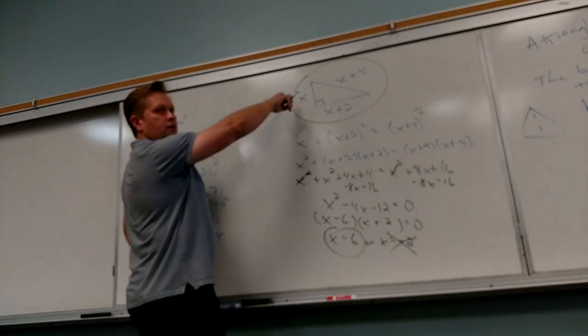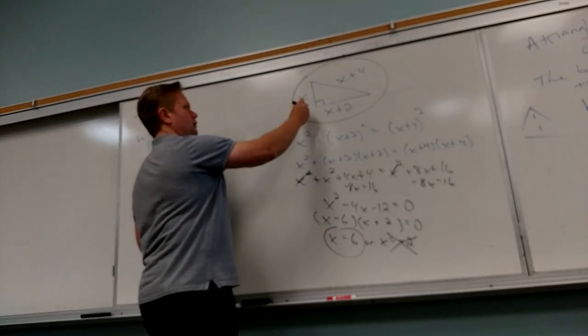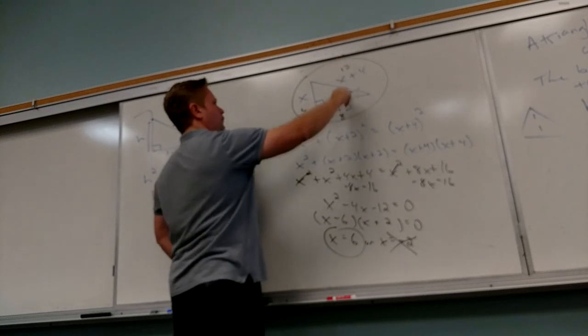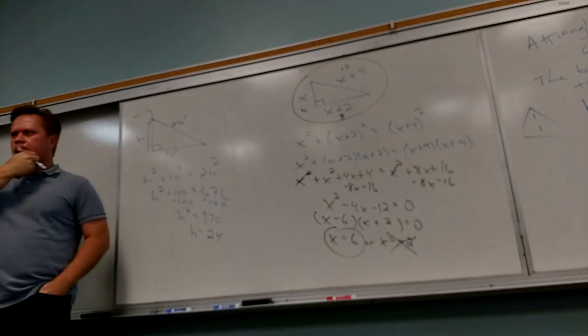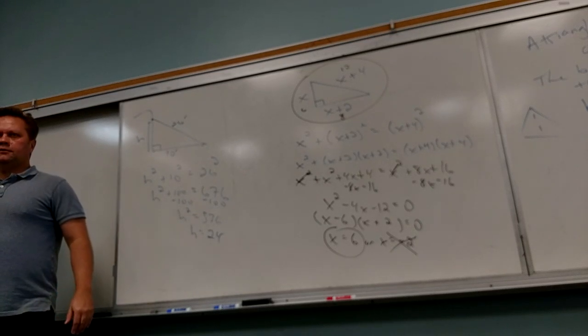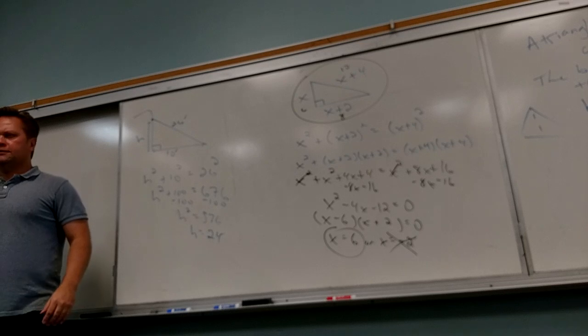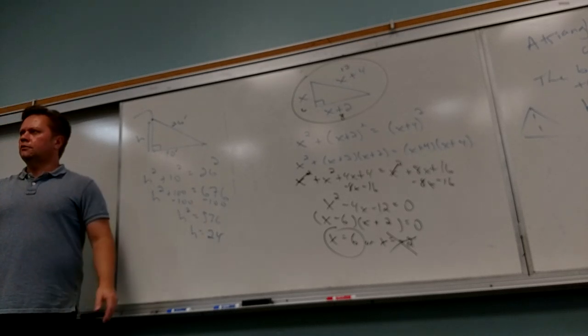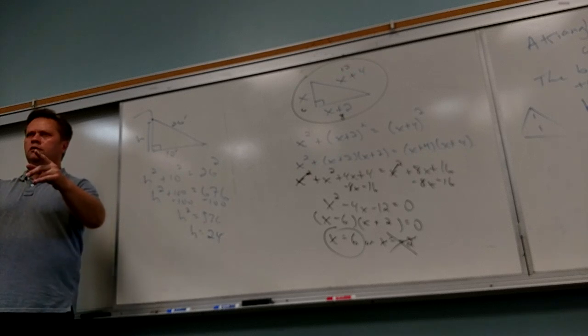What kind of triangle does it make? 6, 8, 10. 3, 4, 5. It's just twice as big as a 3, 4, 5 triangle. Does that sound at all familiar? 3, 4, 5? 5, 12, 13. There's some other ones, yeah.